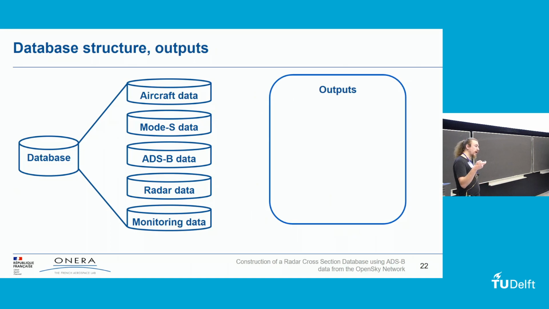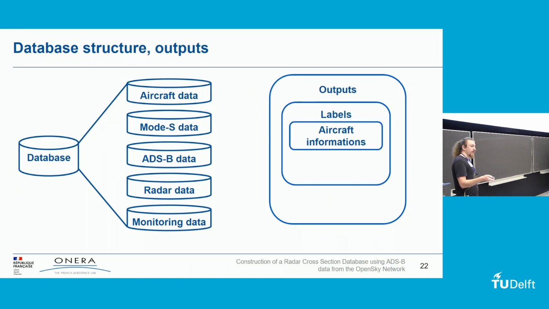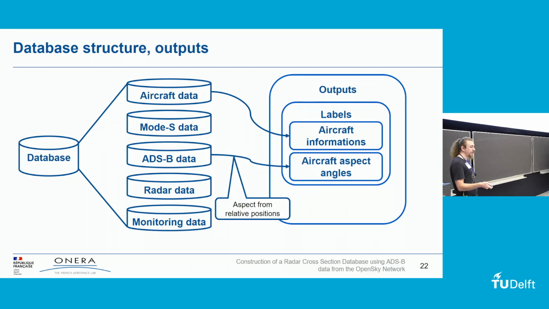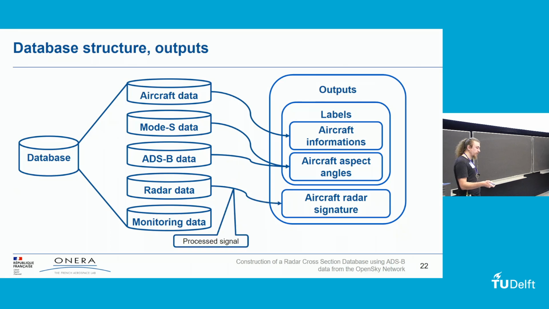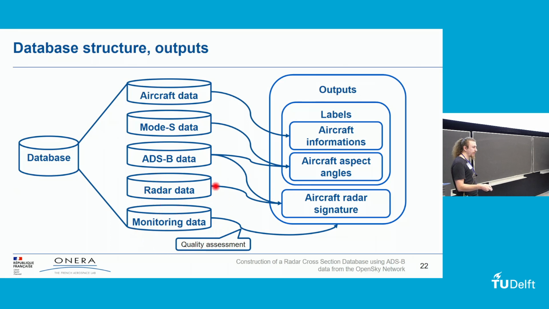So how do we go about using all those data? What we want to output with our database is obviously labels. That's the most tedious thing to harvest in any database. So we want the aircraft information from the aircraft data we have stored. We want the aspect angles computed first from the ADS-B data and then refined with the Mode S data. And finally, we want the aircraft signature from the radar data and the ADS-B data. And the monitoring data we have gathered is used to make a quality assessment of what the aircraft signature data are.